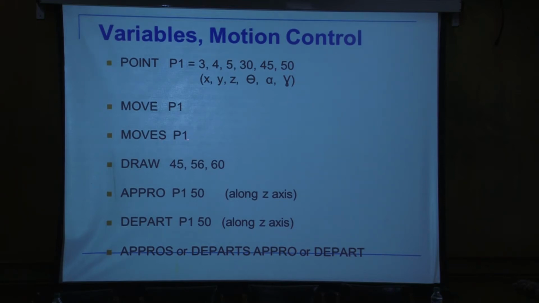It also moves to the point P1, but it moves in a straight line. Okay. So it will move from here to here. This command is a motion control command, move and moves. This is P1. The point is the same point P1, but there are two different commands. Okay. Now why have two different commands?